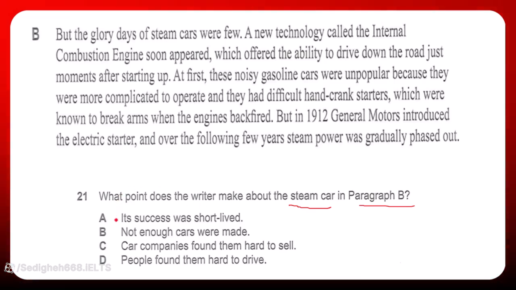Now we read the options. A, its success was short-lived. B, not enough cars were made. C, car companies found them hard to sell. So hard is a keyword. D, people found them hard to drive. Now let's start from the paragraph.